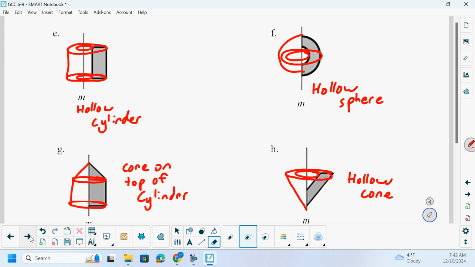Now, when this idea has shown up on the Regents, it is one of two things. Either they give you the original picture like we had here, and then they give you 4 choices for the shape, or they tell you the 3-dimensional shape you want, and they give you 4 different pictures that the 2-dimensional shape might be rotated around, and you've got to pick which one would make that 3-dimensional shape.